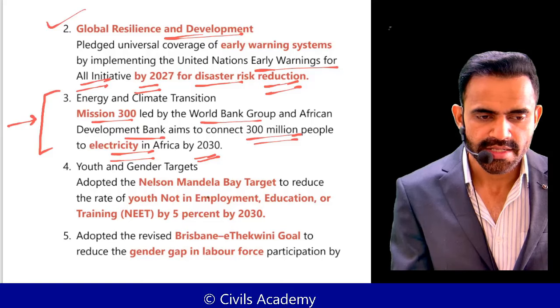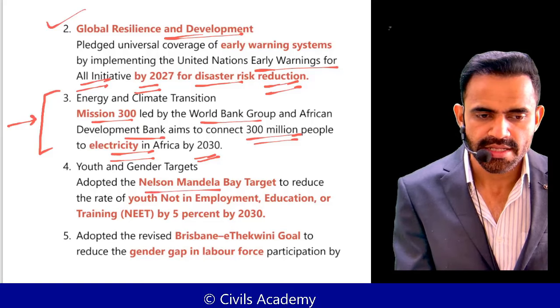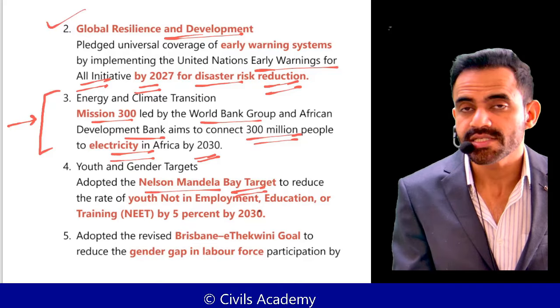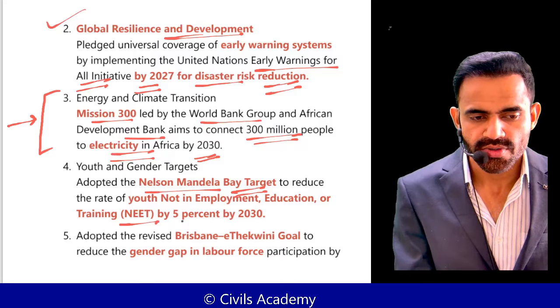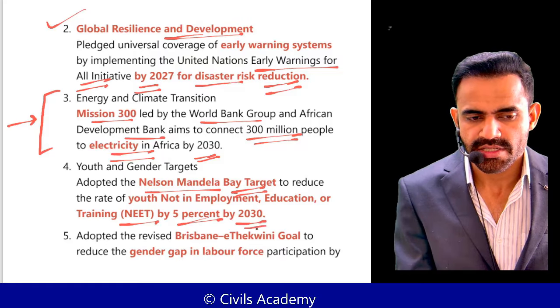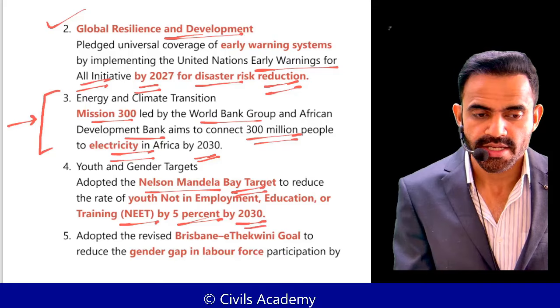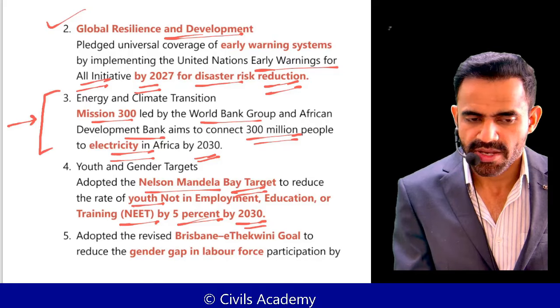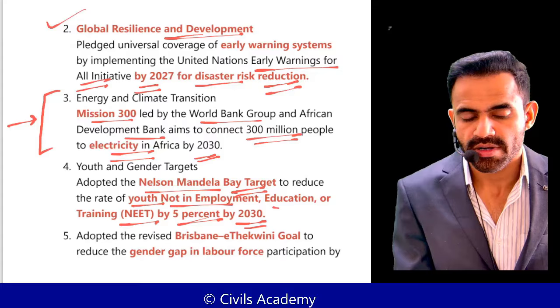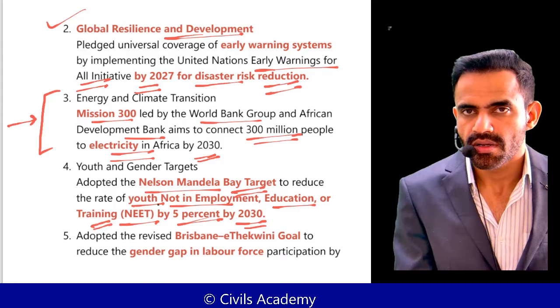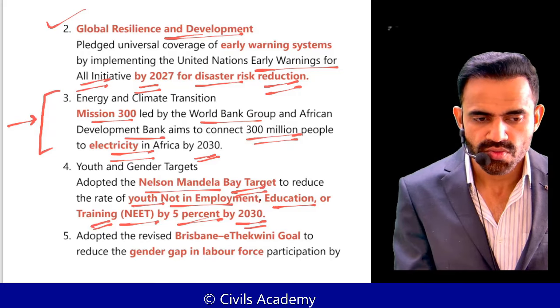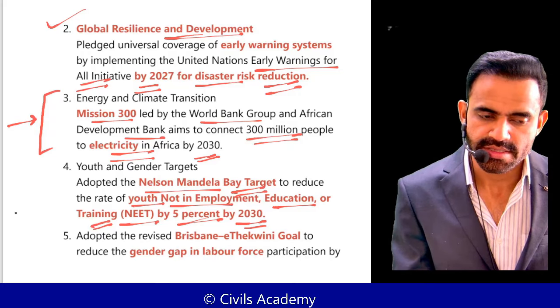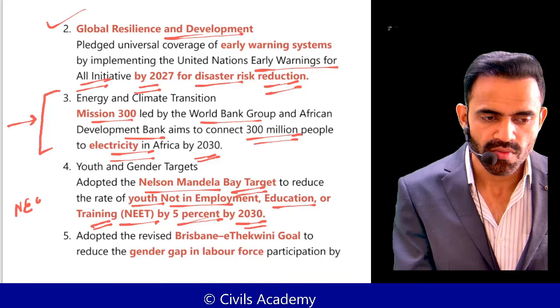Okay. Then there is the Nelson Mandela Bay target. What is this target? The target is to reduce the NEET rate by 5% by 2030. What is NEET? Youth, young people who are not in employment, not working, not studying or training. That simply means youth not in employment, education and training. That is NEET. So just remember, the goal is to reduce the NEET.